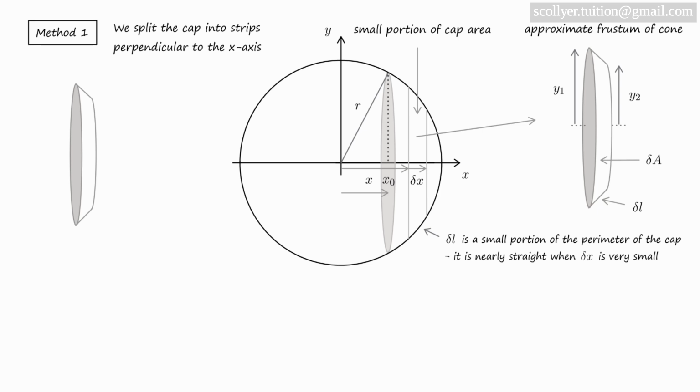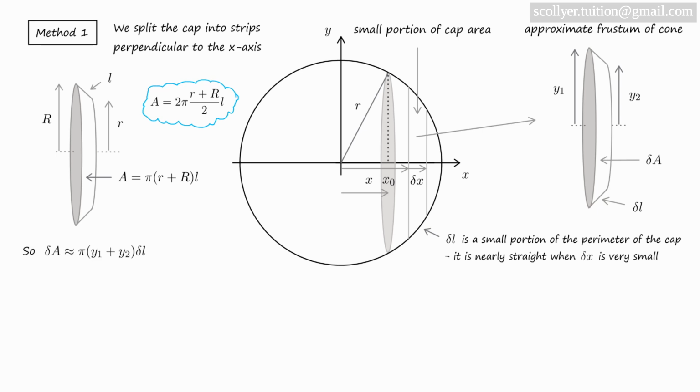Now if we consider a frustum of a cone with smaller diameter little r and larger diameter big R, and with slant length L, then the curved surface area is given by pi into little r plus big R times L. And you can think of A as being given by the average circumference times L. And so from that result we have that delta A is roughly pi into y1 plus y2 times delta L.